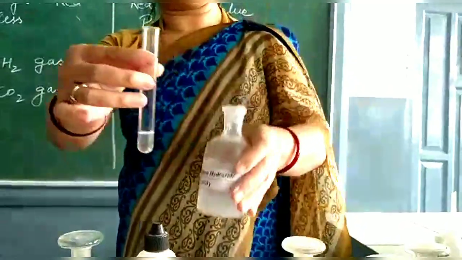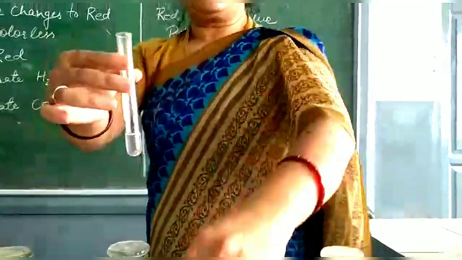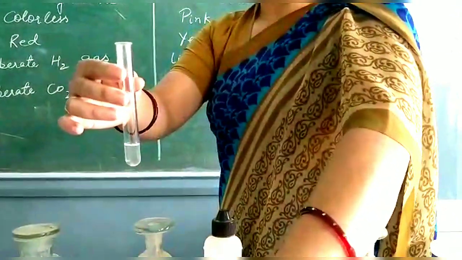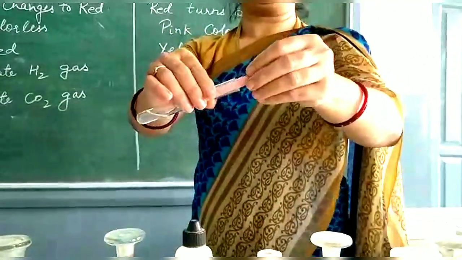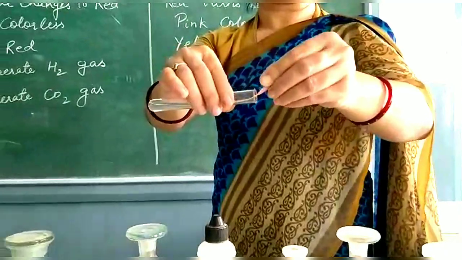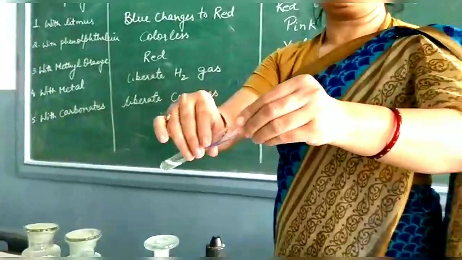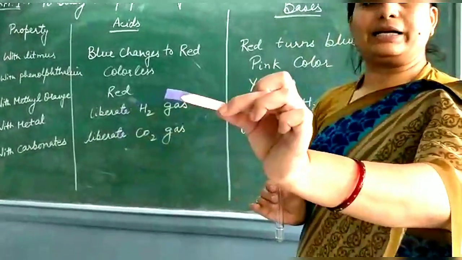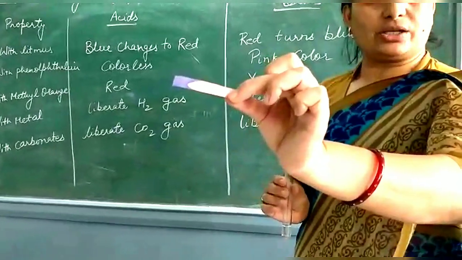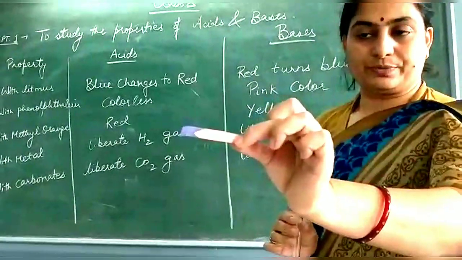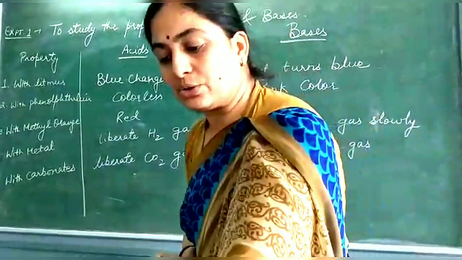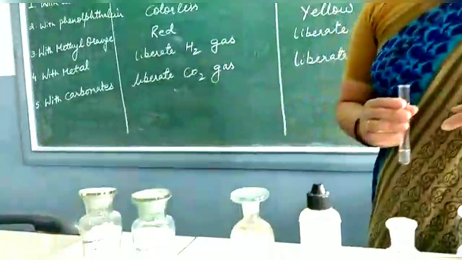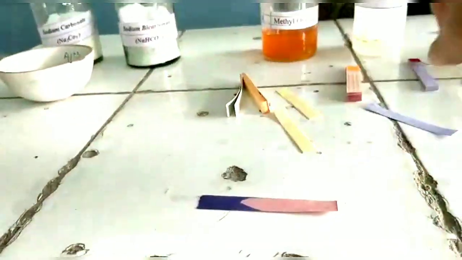I have taken sodium hydroxide, and then I'll take a strip of red litmus paper and dip it in the solution. After dipping this red litmus, a clear change in color is observed. It changes from red to blue. I'll place it on the tile so that you can easily see the color. This is red, changes into blue.